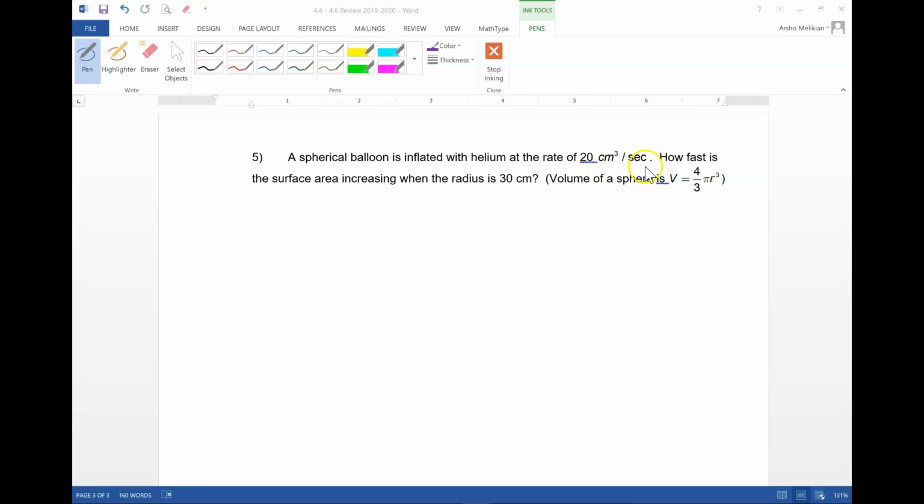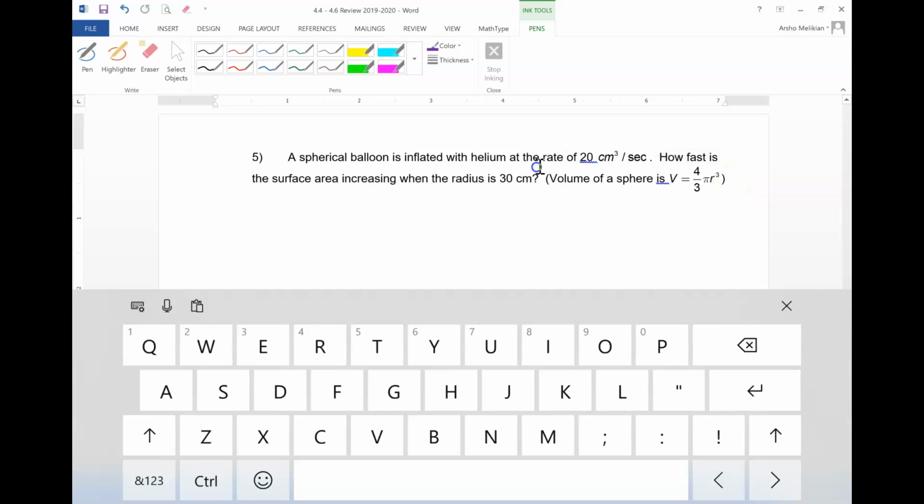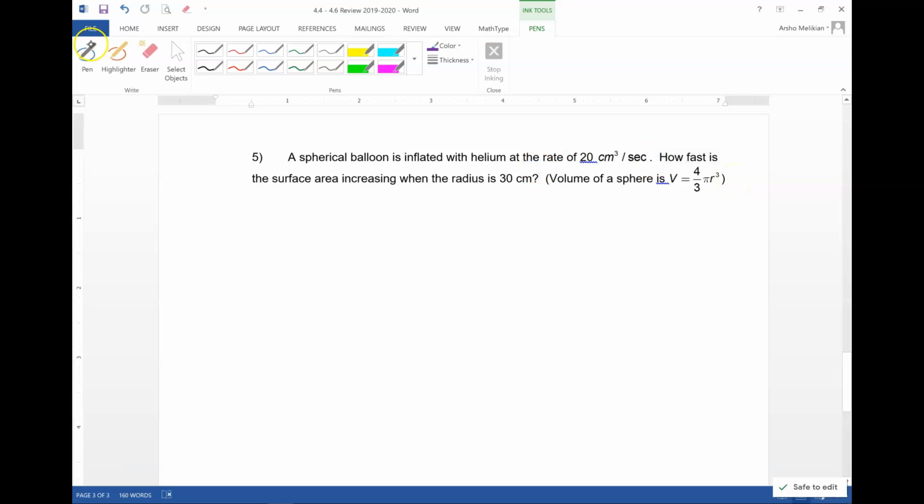A balloon is inflated at a rate of 20 cubic centimeters per second. So from that, you know that that's dV/dt, because centimeters cubed is volume. How fast is the surface area increasing when the radius is 30 centimeters? Okay. All right. We're given volume, so let's start with volume.